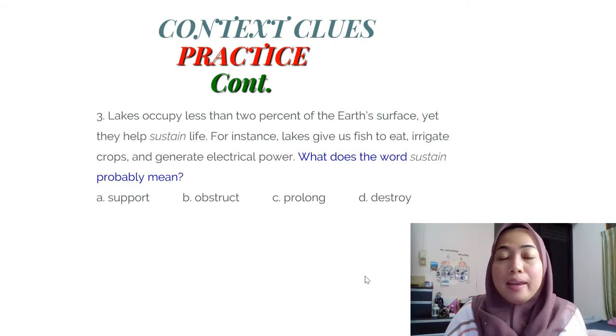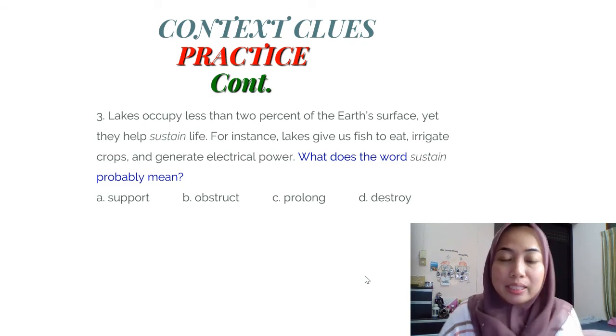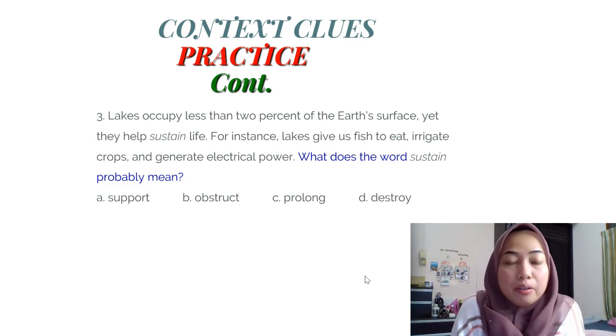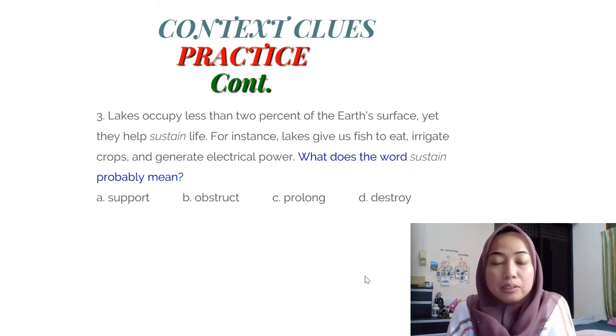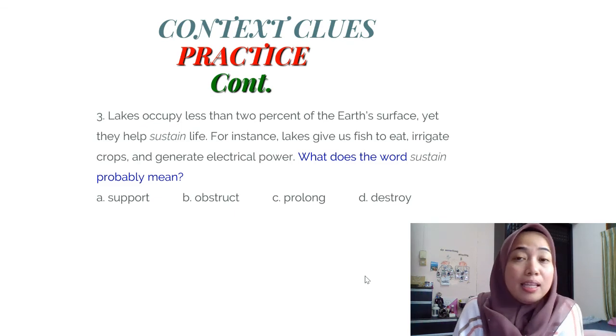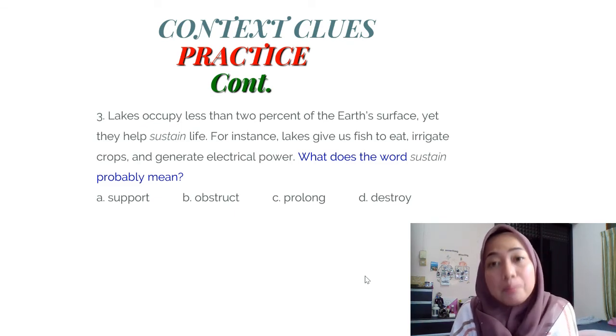Lakes occupy less than 2% of the Earth's surface, yet they help to sustain life. For instance, lakes give us fish to eat, irrigate crops, and generate electrical power. What does the word sustain probably mean? Is it A, support, B, obstruct, C, prolong, and D, destroy? Which one?